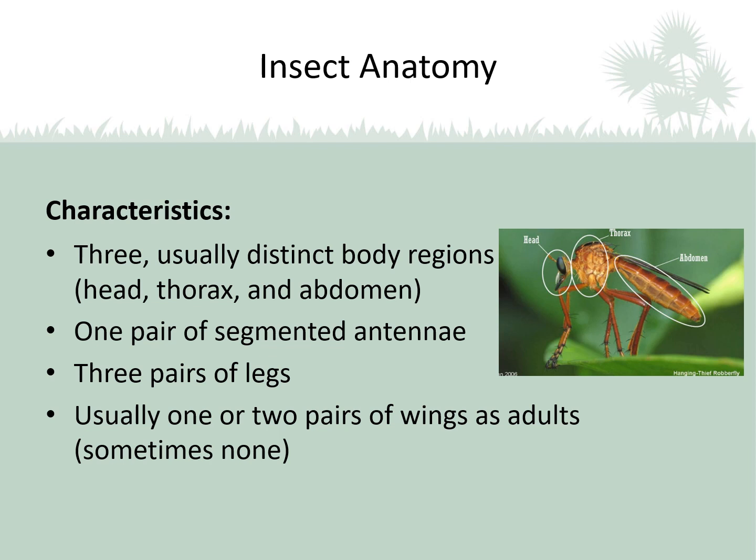Next, we'll turn to insect anatomy. Remember, in insects, there are 3 usually distinct body regions: the head, the thorax, and the abdomen. There's 1 pair of segmented antennae, 3 pairs of legs, and usually 1 or 2 pair of wings as adults, sometimes none.